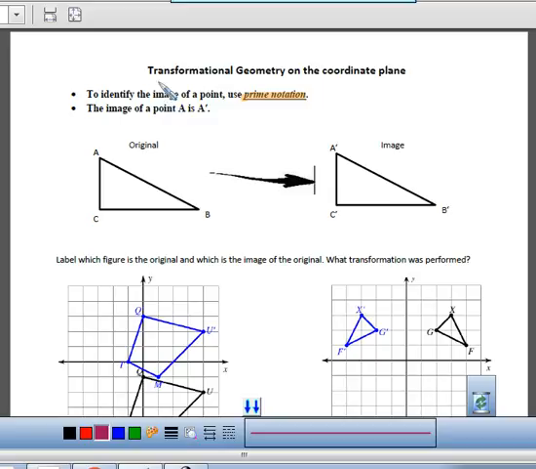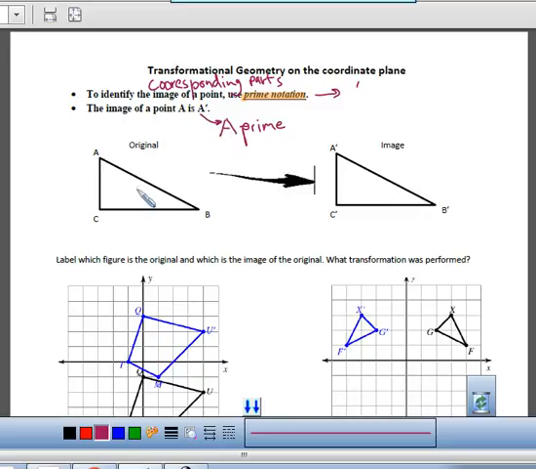And by the way, we're dealing with corresponding parts. In other words, parts that go together. Prime notation is using a little mark, it looks like an apostrophe. The image of point A is A prime. So we say A prime when we see this.